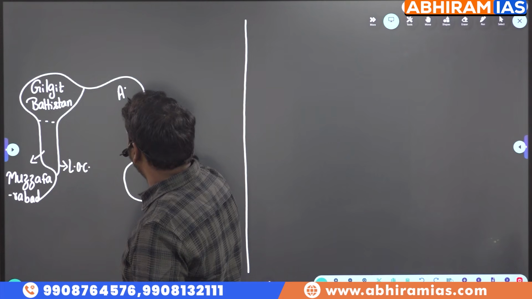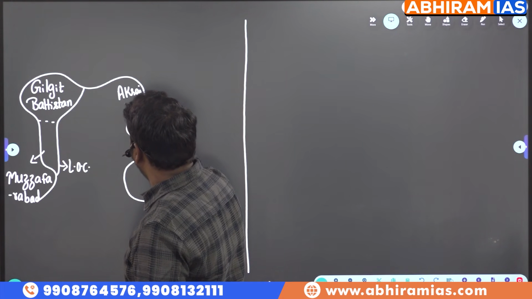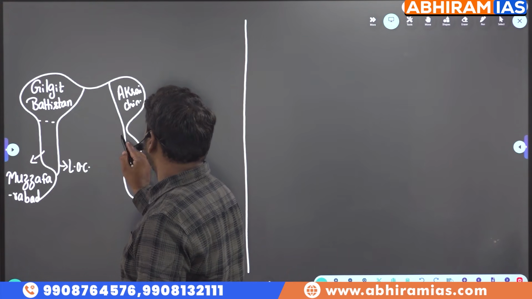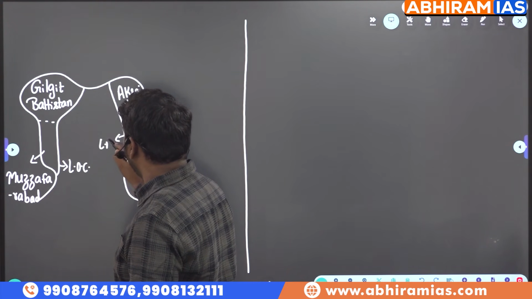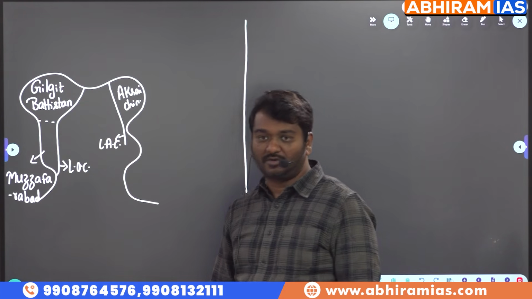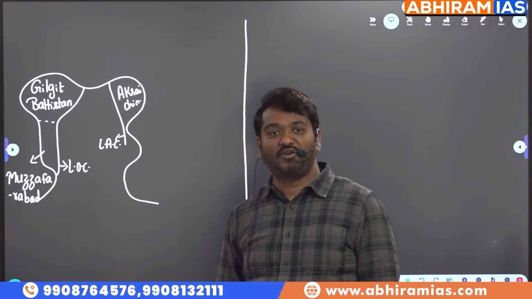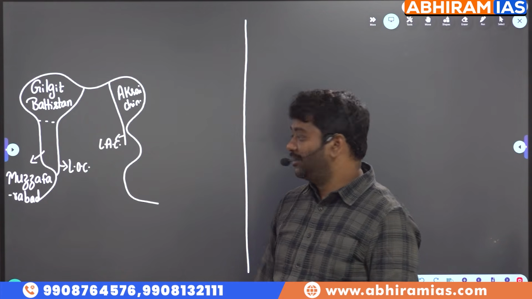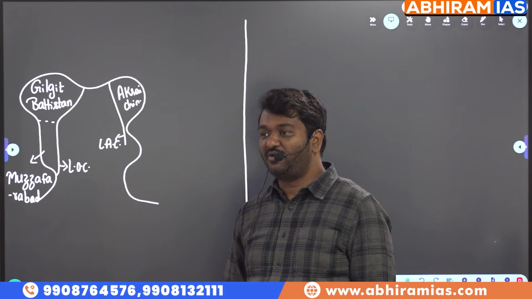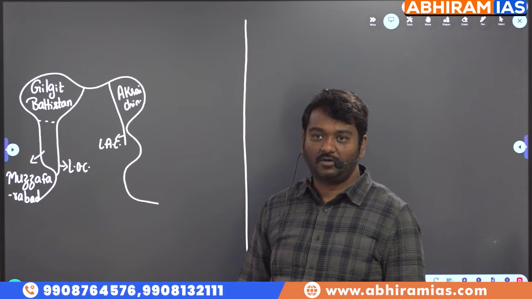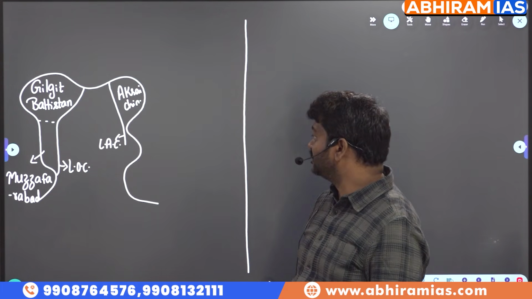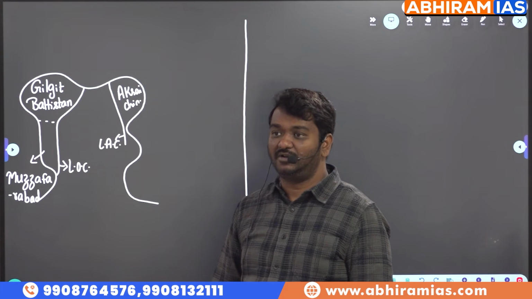What is this called? Aksai Chin. This particular one is called LAC, line of actual control. What is the difference between line of control and line of actual control? Line of control, fencing will be there. Line of actual control, fencing won't be there. Demarcation is very clear in line of control, and not clear in line of actual control.